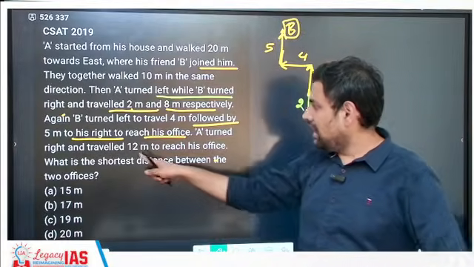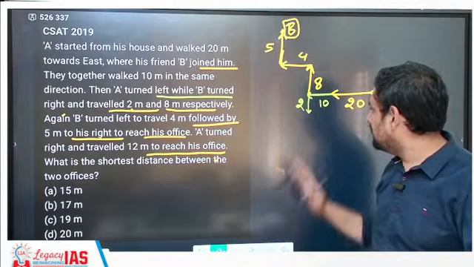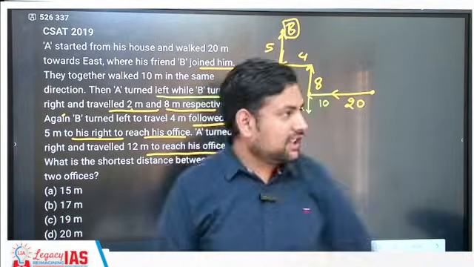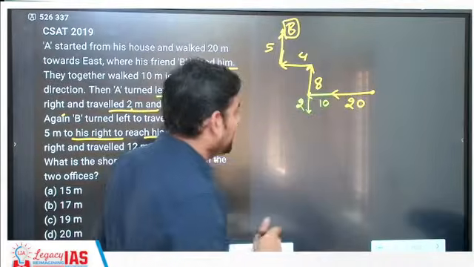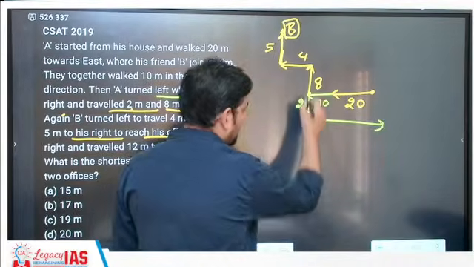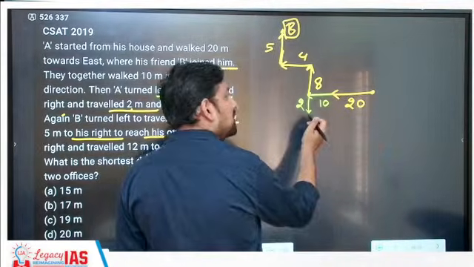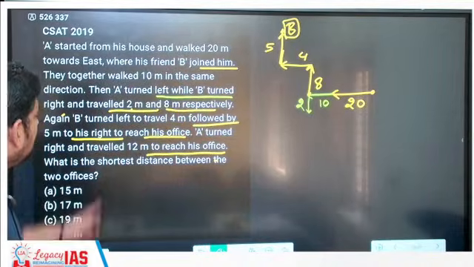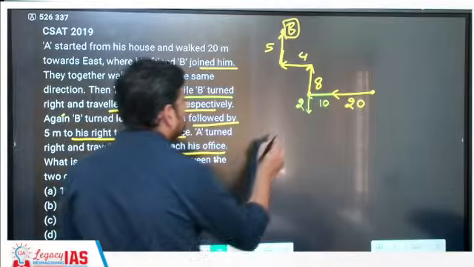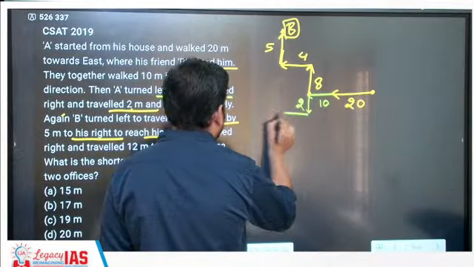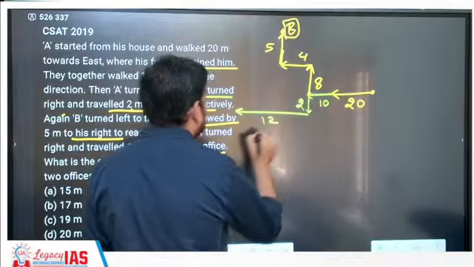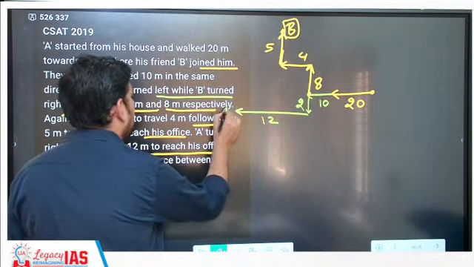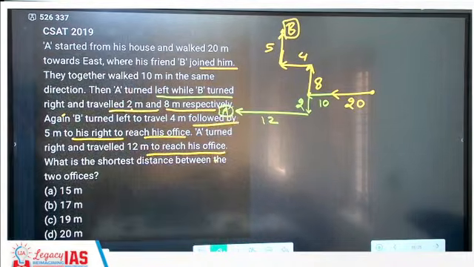Now we look for A. A turned right and traveled 12 meters to reach his office. If you remember, this direction is forming an L, so you have to go right. That means you have to go in this direction, 12 meters. So now from here he goes 12 meters, and here is his office. Correct? Fine till here.